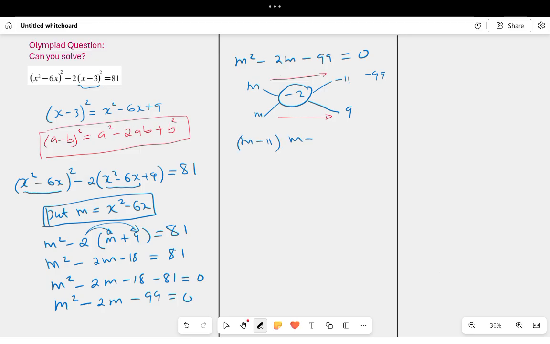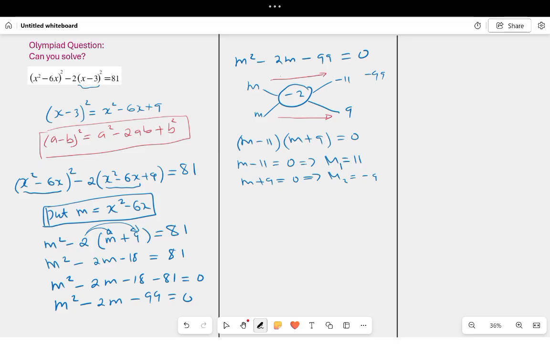and m plus 9 equals 0, and therefore m minus 11 will be equal to 0, which means m will be equal to 11. And then the other case is when we have m plus 9 equals 0, which means that the second solution for m is negative 9. This is the first solution: the first solution is 11, and the second solution is negative 9.